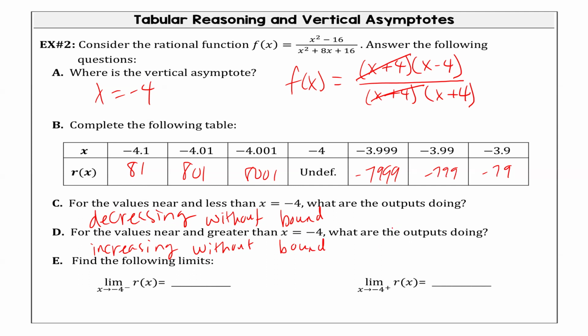How do we feel about table analysis? Okay. So when you're analyzing, you identify your discontinuity. So my vertical asymptote is my discontinuity, and you're choosing values that are super duper close to that. Does that make sense? Because if you analyze those values, you'll be able to see what's taking place over that window.